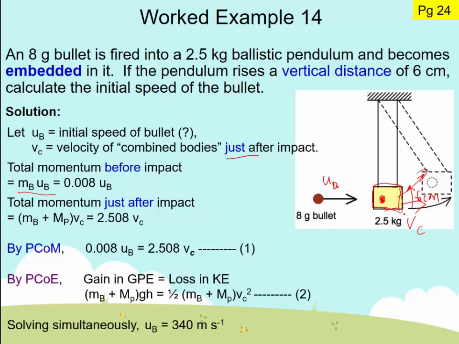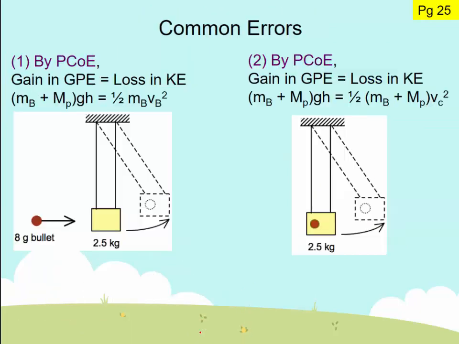Next, we use the principle of conservation of energy to equate the gain in GPE at this point, and the KE just after impact. If we equate the two, we will be able to get the answer. Some of you may be thinking of using the KE at this point where the bullet is initially. Let's say the KE here is 10 joules and the GPE here, what do you think it will be? Will it be 10 joules?